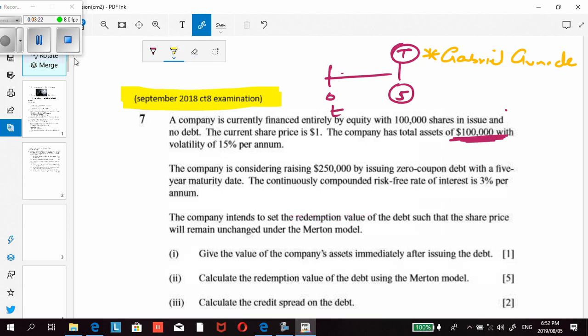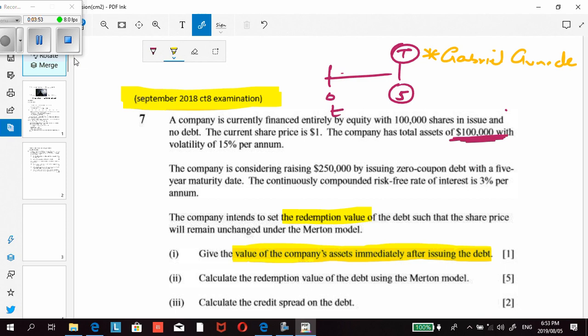Which is your L, your redemption value of the debt, such that the share price will remain unchanged under the Merton model. So by share price, what the shareholders of the company will get under the Merton model. Now they say, give the value of the company's asset immediately after issuing the debt.